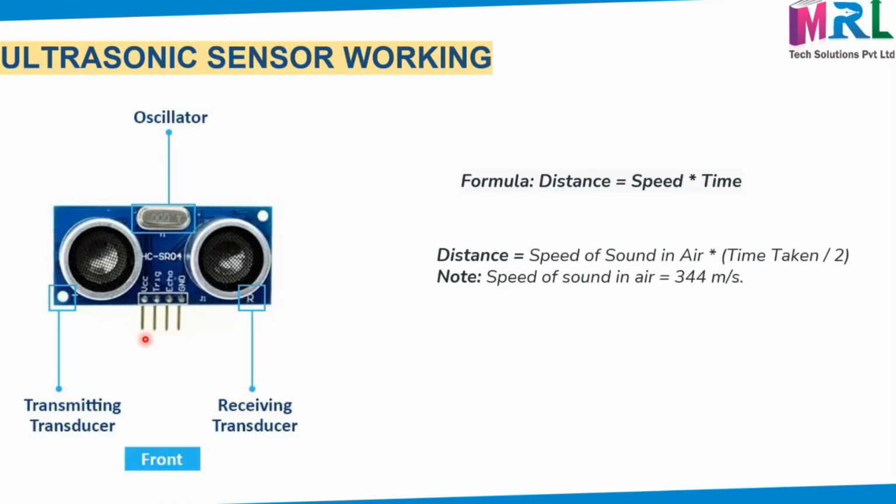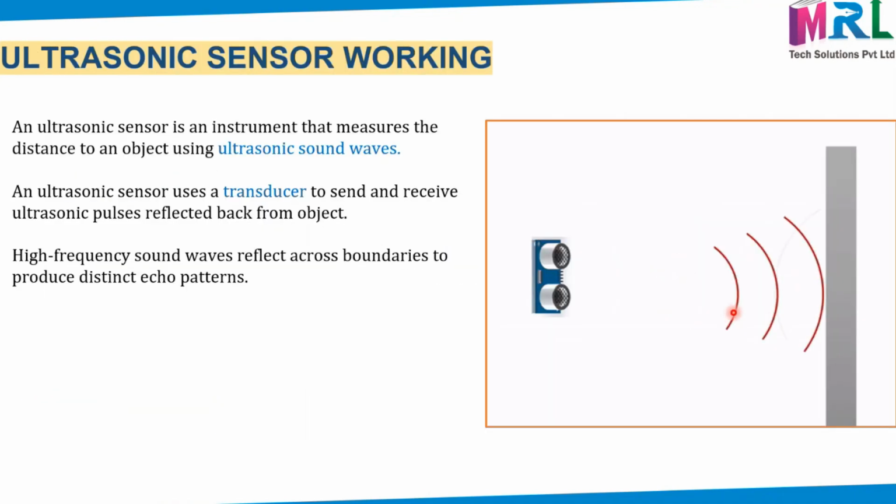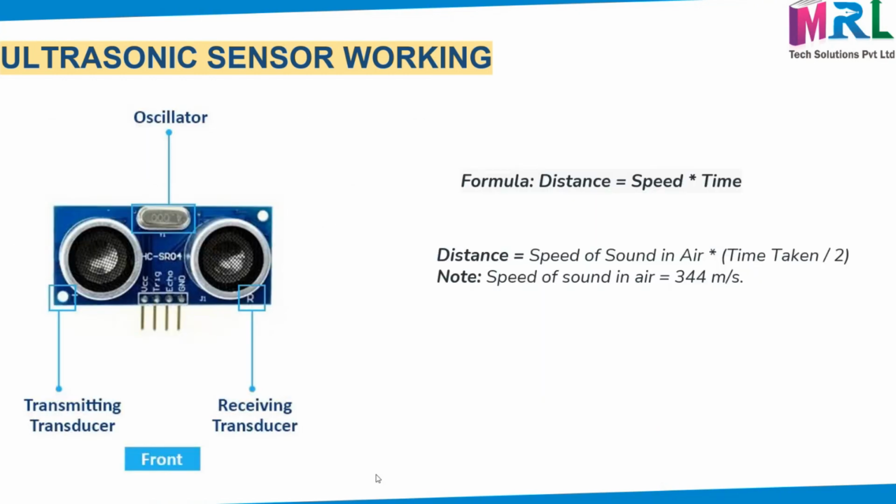So here we have 4 pins, right? We cannot hear the ultrasonic sound waves because they are of high frequency, so the human ear is not able to hear that. What is the speed of sound waves in air? 344 meters per second. You can use that. You can study that in physics also. You can remember that.